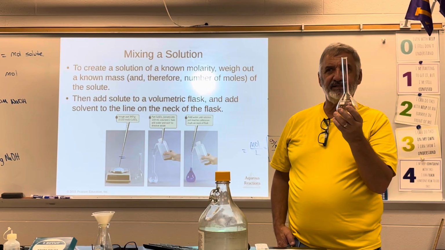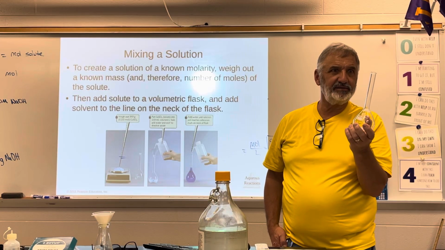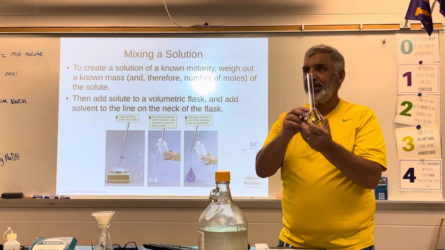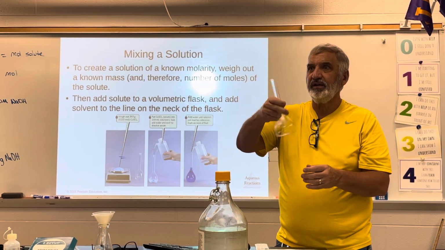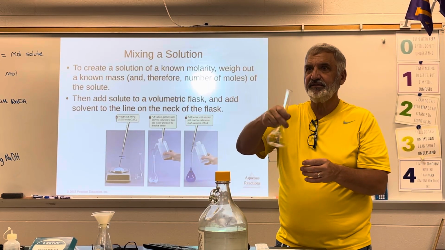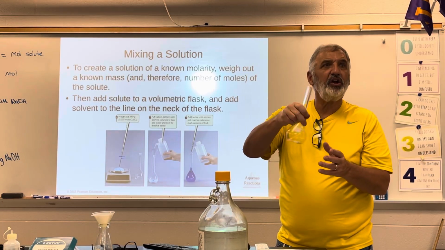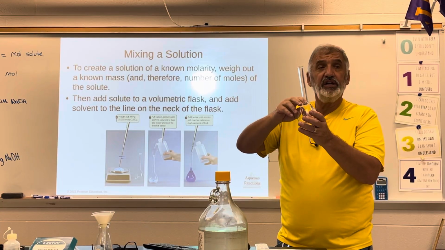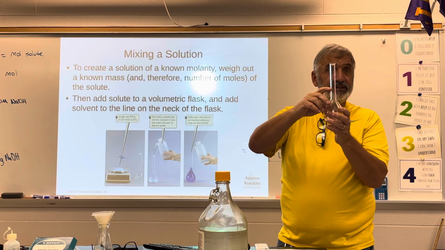What has to happen to that solid? It's got to dissolve. Okay? If it's filled up to the top, it's hard to shake it. So if you fill it about 2/3 full, then you can just swirl it and get it all to dissolve. Then, using a squirt bottle, being very careful, you fill it up the rest of the way to where the bottom of the meniscus is on the top of the line.